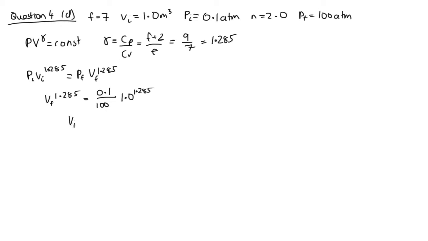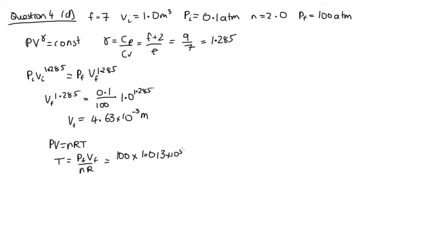And so we can solve this on the calculator to get that the final volume is equal to 4.63 times 10 to the minus 3 meters cubed. And now we can just use the ideal gas law, PV is equal to nRT, to calculate the final temperature. So the temperature is equal to P final, V final over nR. So that is equal to 100 times 1.013 times 10 to the 5.